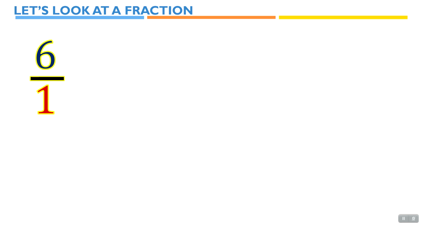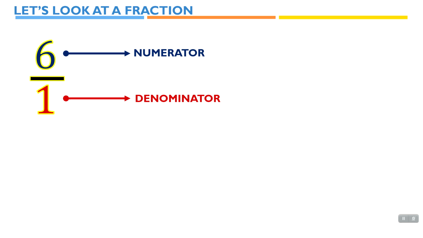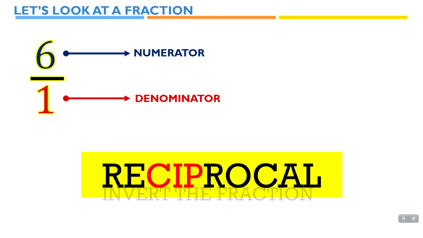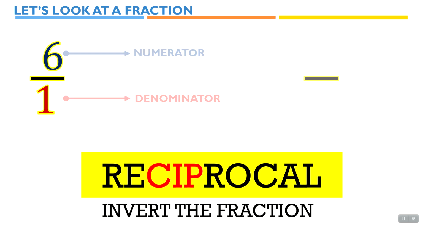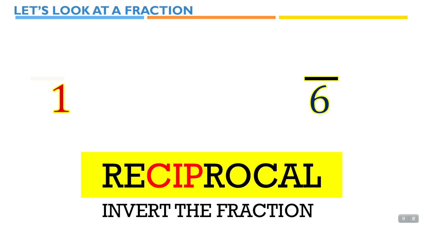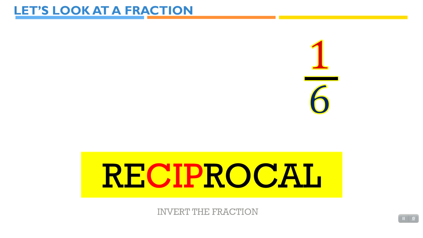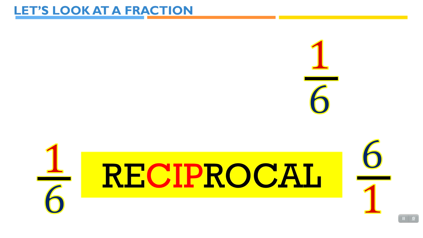One more. 6, the whole number, we can write as 6 over 1. The 6 is the numerator and the 1 is the denominator. To find the reciprocal, we invert or we switch places. And so 6 now becomes the denominator and 1 becomes the numerator. 1 over 6 is now the reciprocal of 6 over 1. You will need to get used to doing this in order for us to divide fractions properly.